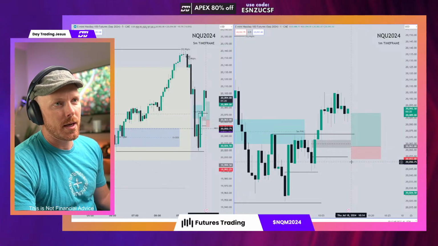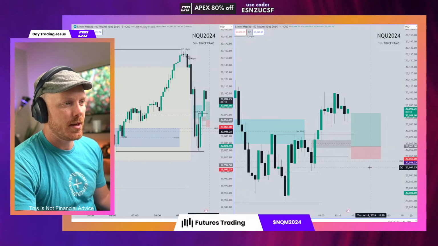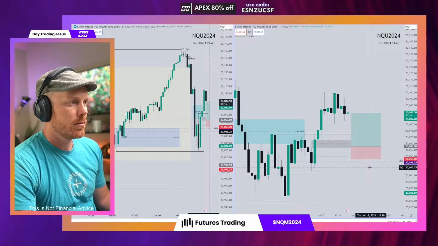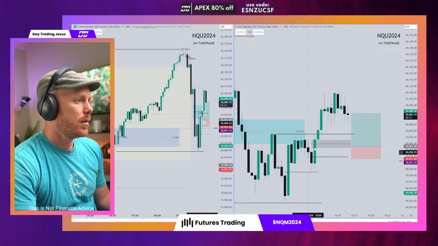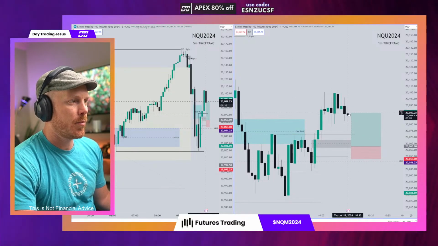So that means I may not get the entry, but this is me being really conservative as well. That's if I'm looking at taking this. It depends how price gets there.